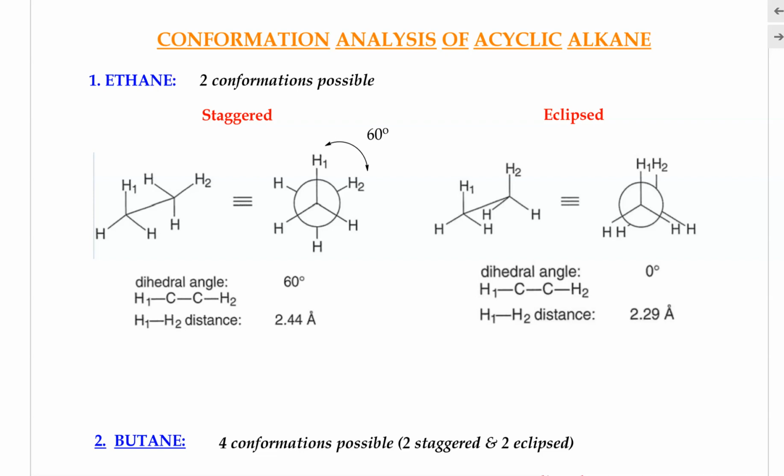In this video, we'll do a conformational analysis of some of the acyclic alkanes, where we will calculate their actual energy and analyze them very carefully to determine which of the conformations will be more stable. So let's get started with first, ethane.